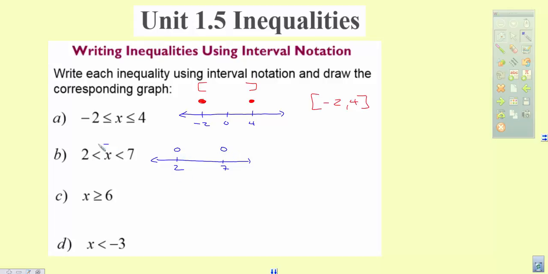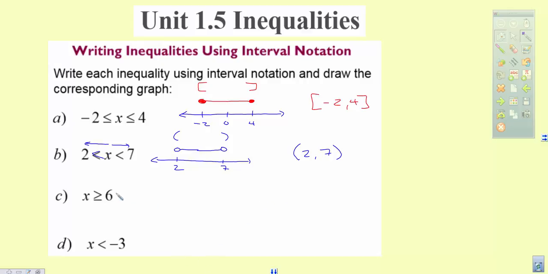As we read this, we read it this way first. That says x is greater than 2, so it's going this way. And then we have x is less than 7, so that's going this way. In this case, we have open parentheses because we're strictly less than or greater than. So we go from 2 to 7. And I apologize, I forgot to draw the line in between on this first one.